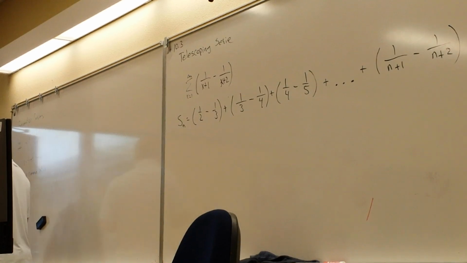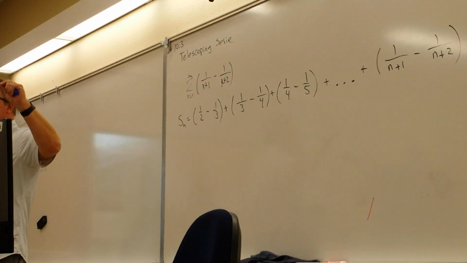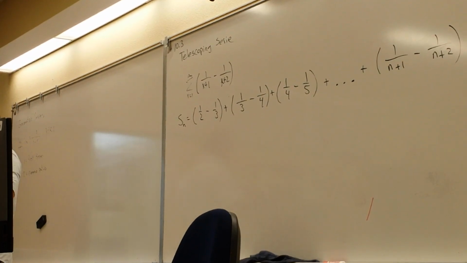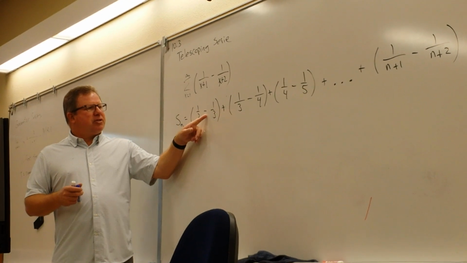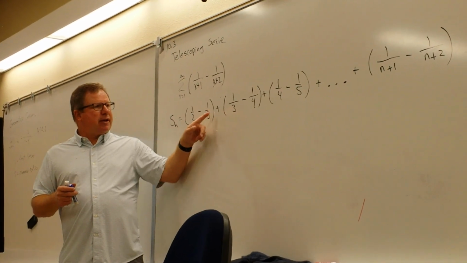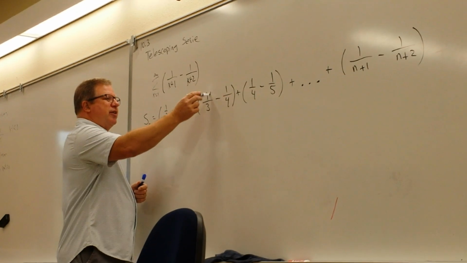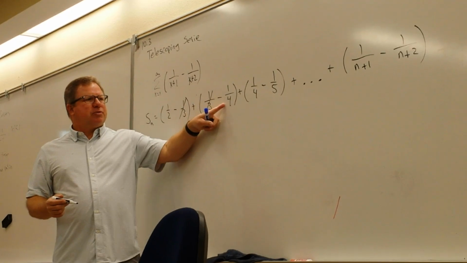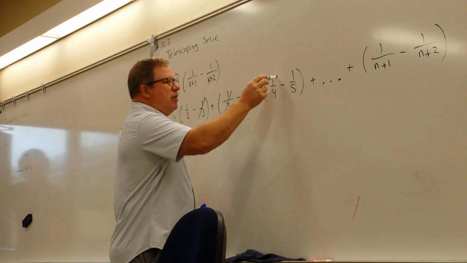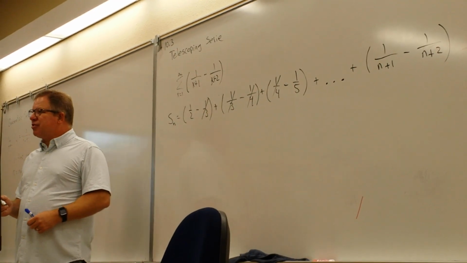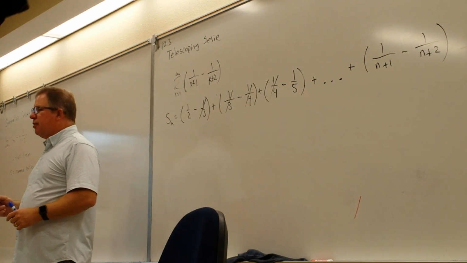Are there any questions about what I just put on the board? Now look what happens here. Minus 1/3 plus 1/3, what does that amount to? 0. So these subtract out. Minus 1/4 plus 1/4, those subtract out. That is why it's called a telescoping series. It goes out, comes back in, out, back in, kind of thing. Does that make sense?